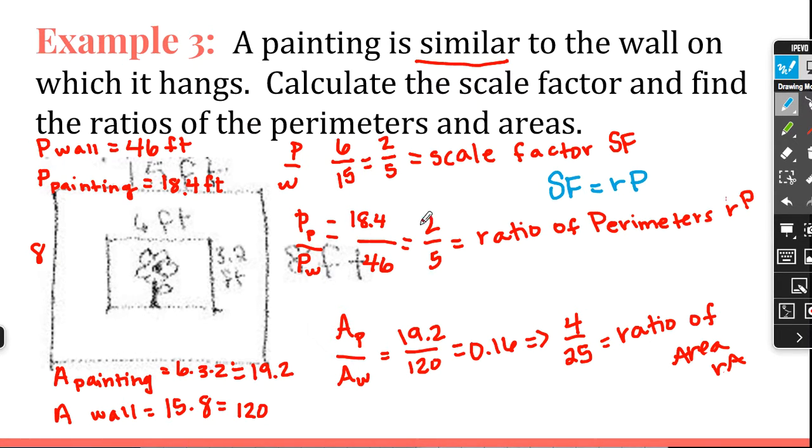So now what's going on to get me from 2/5 to 4/25? If I have 2/5 and I need to do something to it to get to 4/25, notice that 4 is 2 times 2, and 25 is 5 times 5. So 2/5 squared gives us 4/25. So our relationship here is that scale factor squared is my ratio of the areas.